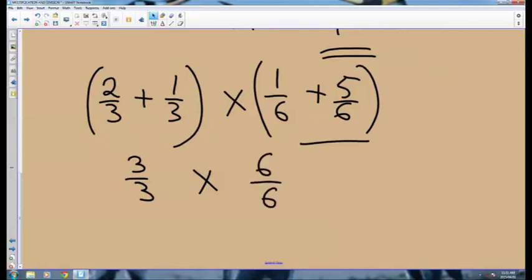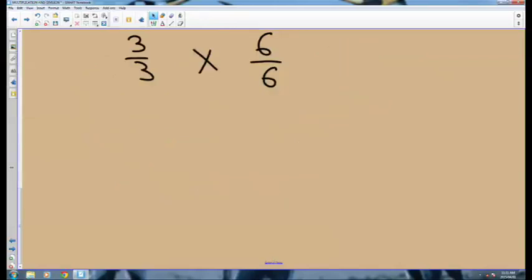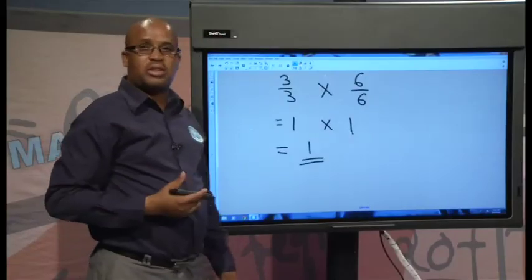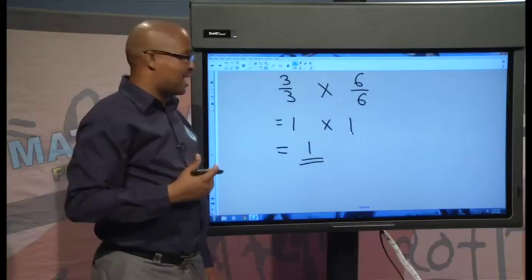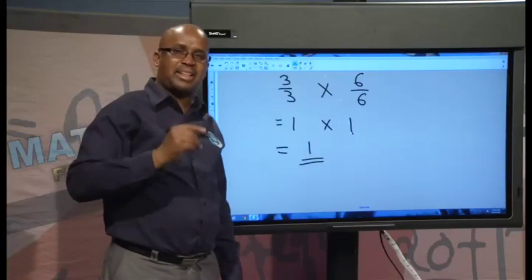So we are multiplying 3/3 times 6/6. 3/3 is 1 times 6/6 is also 1. So it's 1 times 1. And then what is 1 times 1? It's a 1. So this is how you multiply situations which involve brackets. You simply need to make sure that you remove the brackets first. And always make sure that you apply the BODMAS rule.